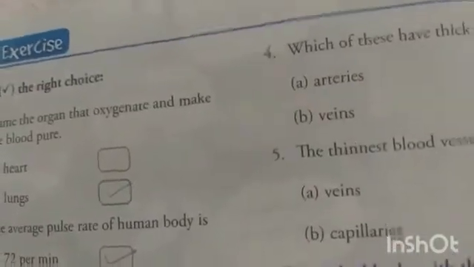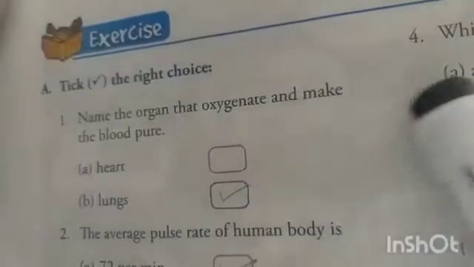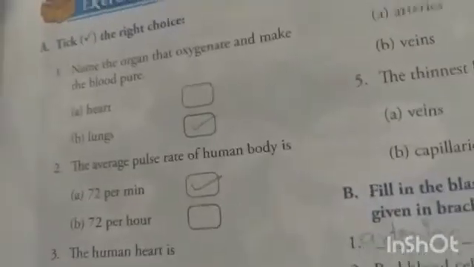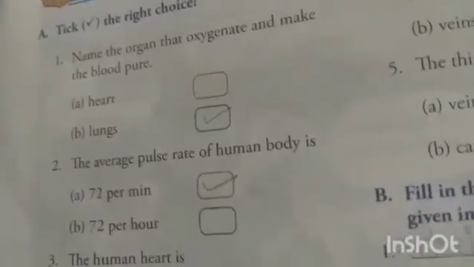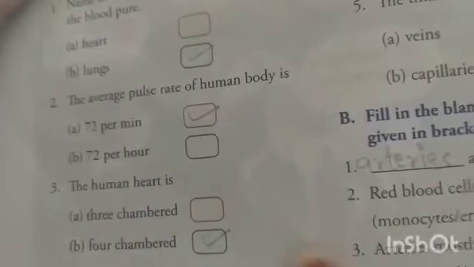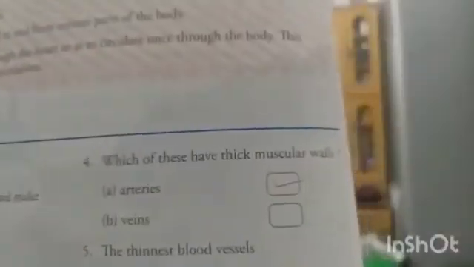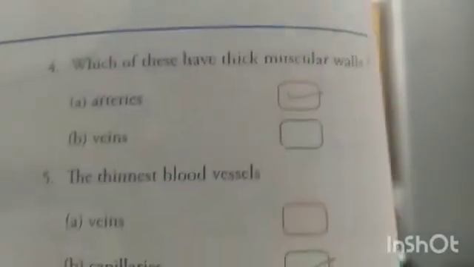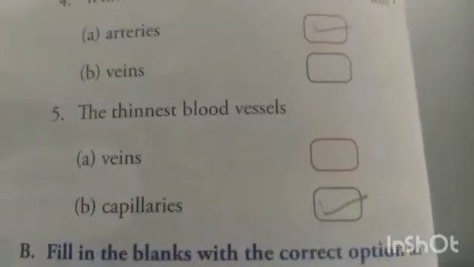Now next one is our exercise questions which are given on page number 12 and 13. So first question is tick the right choice. First one is name the organ that oxygenate and make the blood pure. Lungs, option B. The average pulse rate of human body is 72 per minute. Option A. You will take it out. Number 3. The human heart is 4-chambered. Option B. Now fourth one is which of these have thick muscular walls? You all know arteries. Option A is correct. The thinnest blood vessels, capillaries.